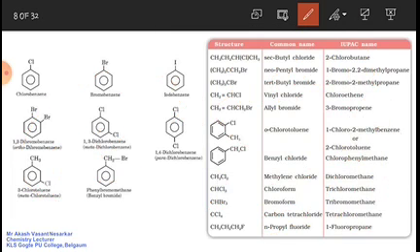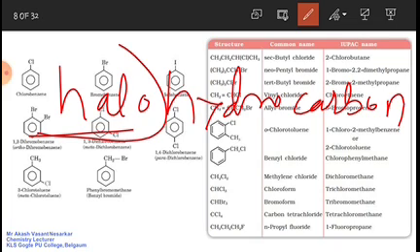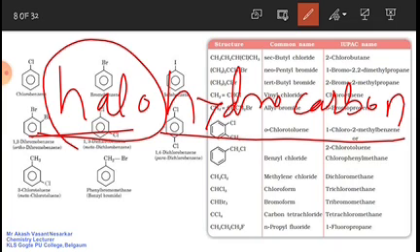Okay, now let us move further towards the IUPAC nomenclature. In examination the IUPAC nomenclature can be asked, and this is very important. In the IUPAC system, halogen derivatives of hydrocarbons are named as halohydrocarbons. It means first you have to name the halogen present in the molecule, followed by the name of the hydrocarbon. So this is exactly the reverse of the common name.